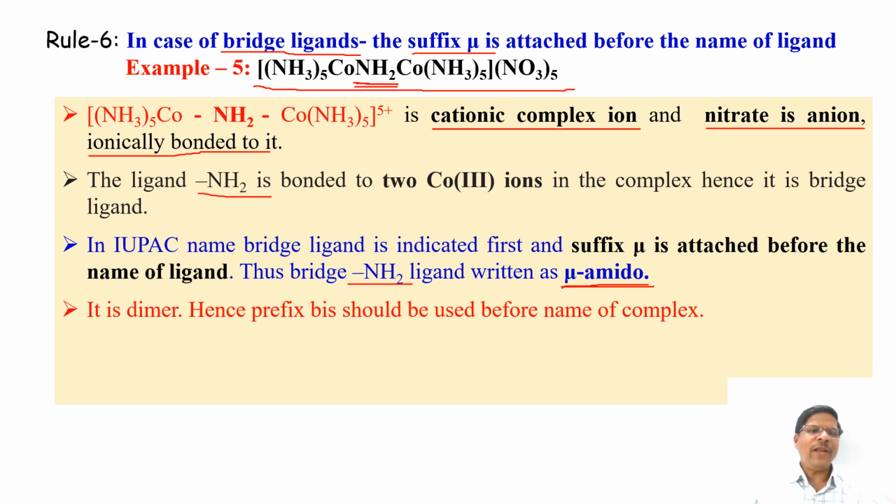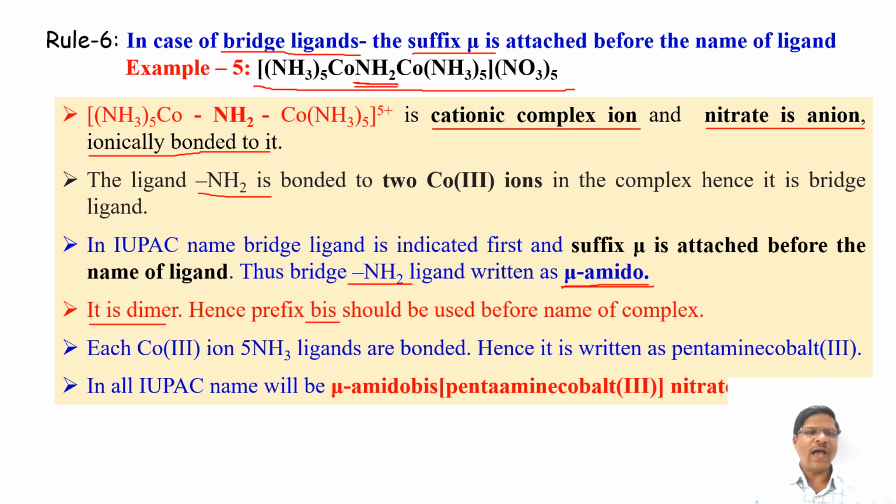Then if you see the complex ion is a dimer, hence the prefix bis is used before the name of the complex ion. So each monomer has 1 cobalt and 5 ammonia. If you see this monomer, you can see 5 ammonia and 1 cobalt.